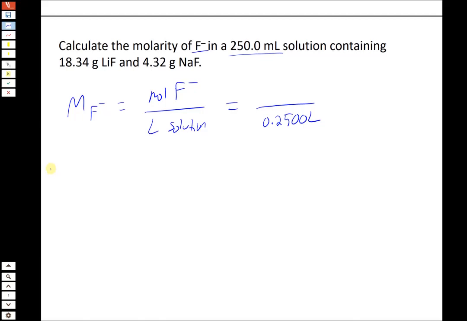So for lithium fluoride, the moles of F minus in there, we have 18.34 grams of lithium fluoride. We're going to convert to moles using its molar mass. Let me get the molar mass. It's 6.